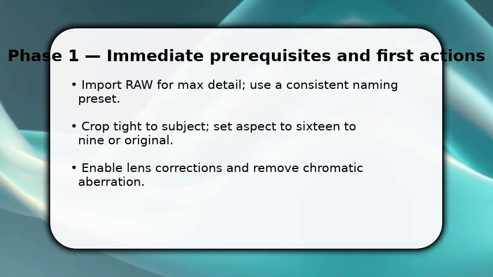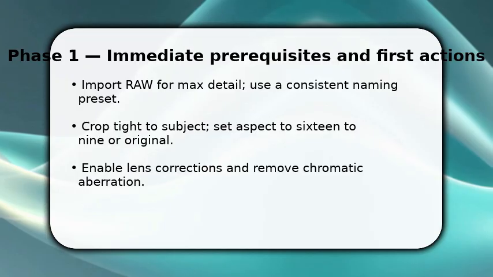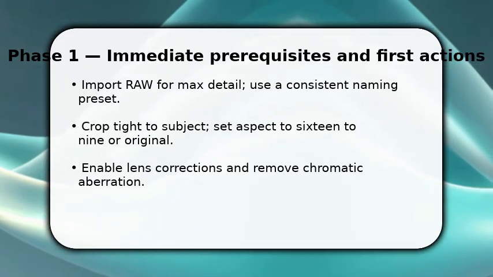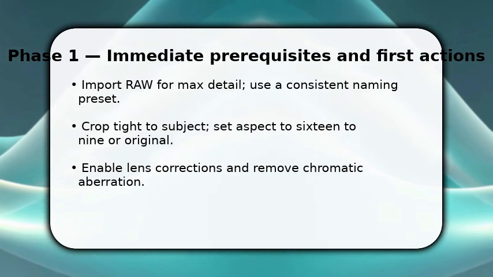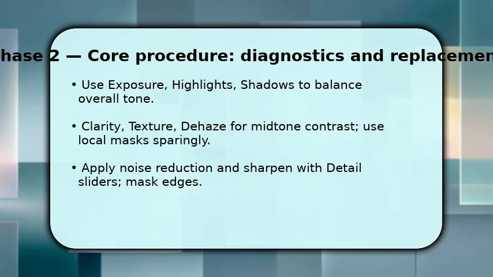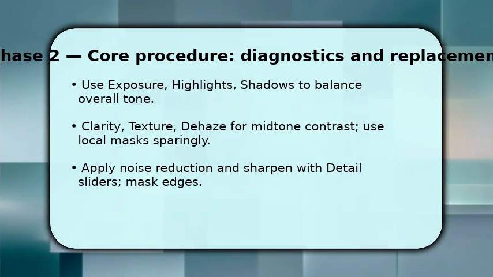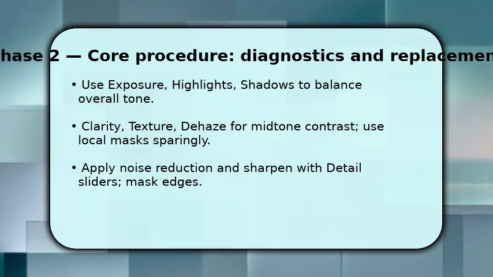Also enable lens corrections and remove chromatic aberration now, because those corrections change framing slightly. Doing them first prevents wasted work later and keeps your edit consistent. Next, you balance tone, adjust exposure for global brightness, pull highlights down to recover bright detail, and open shadows to reveal texture. These moves preserve form without crushing contrast.